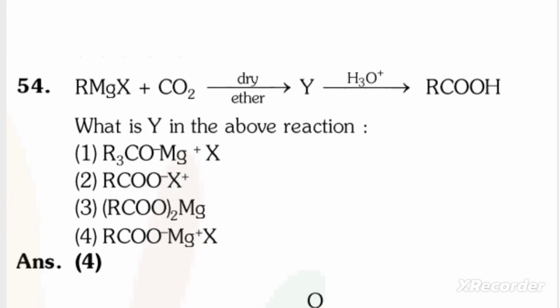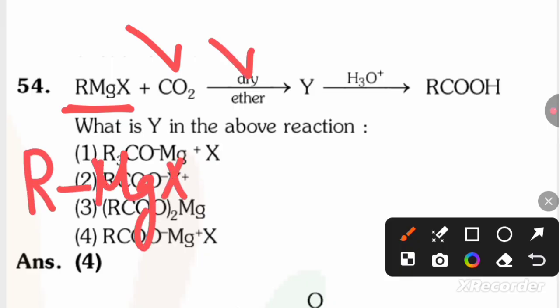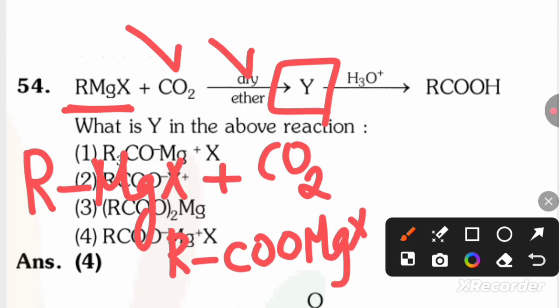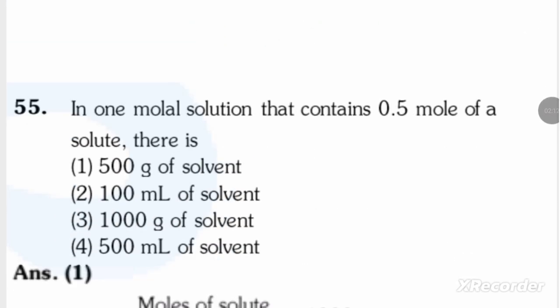In this question, we have a Grignard reagent, and it reacts with dry ice. Dry ice means solid carbon dioxide, in the presence of dry ether. When Grignard reagent RMgX reacts with carbon dioxide, we get an intermediate Y. The intermediate Y is RCOOMgX, and on hydrolysis this gives carboxylic acid. Here we need to find out Y. The Y is RCOOMgX. This is the intermediate for this reaction. Let us go to the next question.